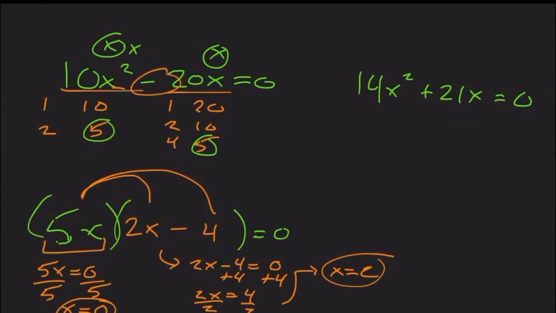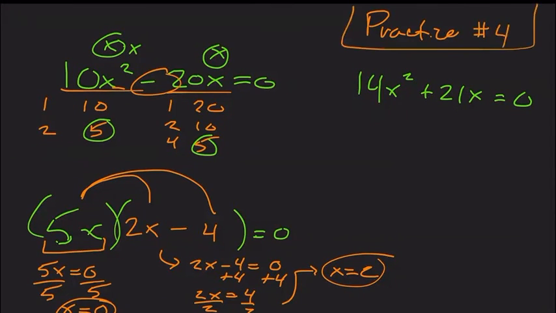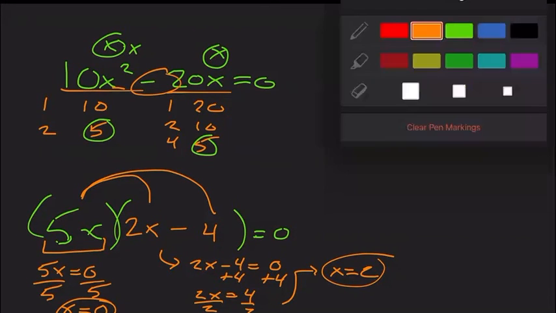Now let's make this second one a practice, actually. So 14x squared plus 21x equals 0. Let's go ahead and pause the video and give this one a try. All right, let's have a look.